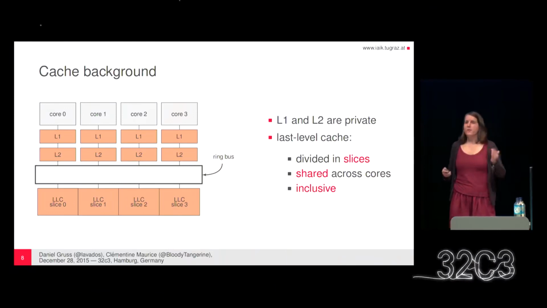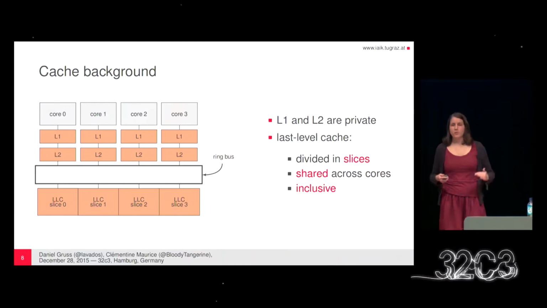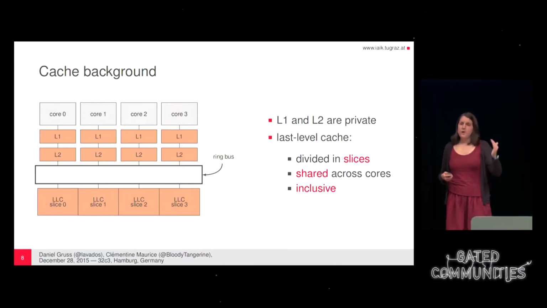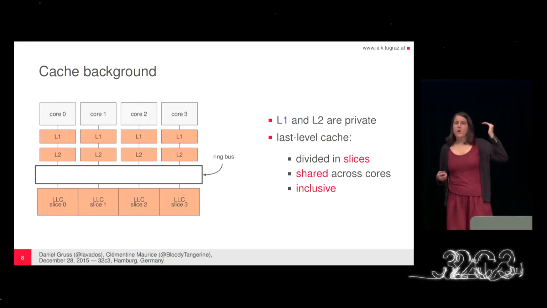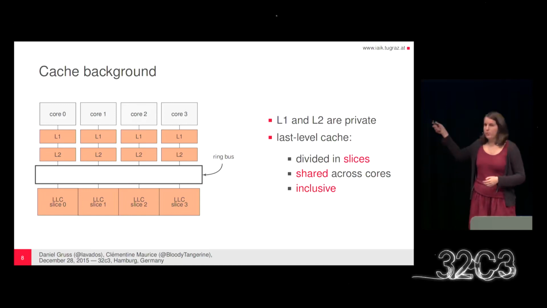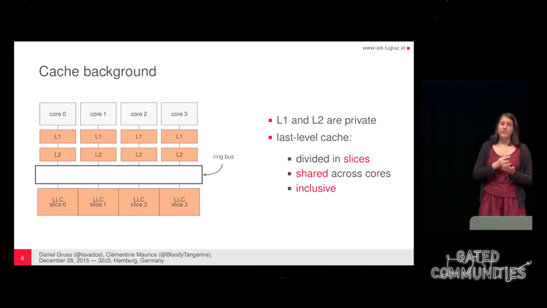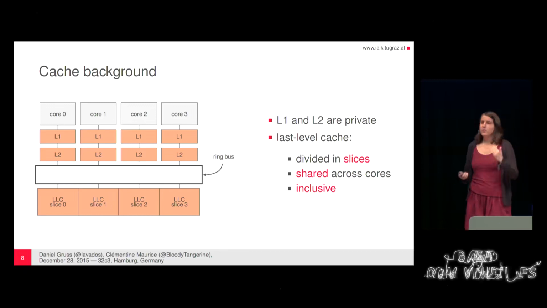And we have a really hierarchical structure of different levels of caches. So here's 3 levels. Level 1 and level 2 are private to each core, which means that core 0 can access only its level 1 and its level 2, but not level 1 and level 2 of, for example, core 3. And then we have this last level cache, which is also divided in slices, but these slices are shared across cores. So core 0 can access slice 0, but also slice 1, 2, and 3.